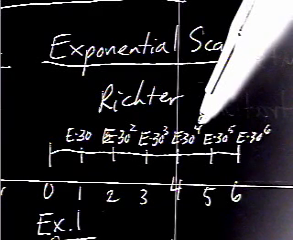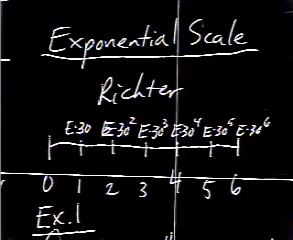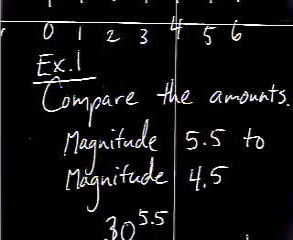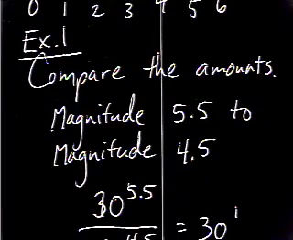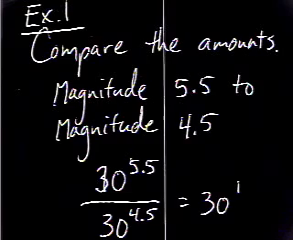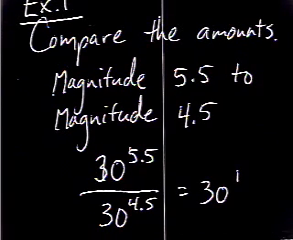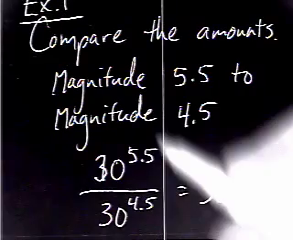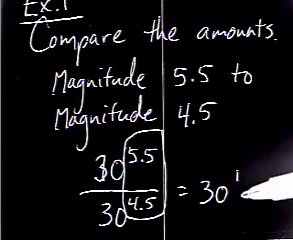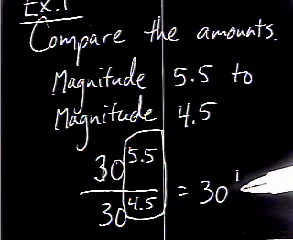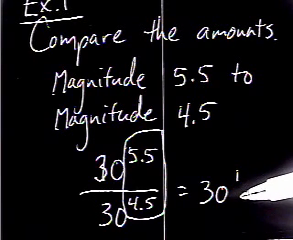Now, let's understand what that means. When I ask you to compare the amounts of two different earthquakes, one being magnitude 5.5 and one being magnitude 4.5, because it's an exponential relationship, I take the 30 to the 5.5 and I divide it by 30 to the 4.5. And what am I supposed to do with these exponents? I'm supposed to subtract them. And we know that if we subtract them, we get 1 for the exponent. So 30 to the first. In other words, it's 30 times stronger.